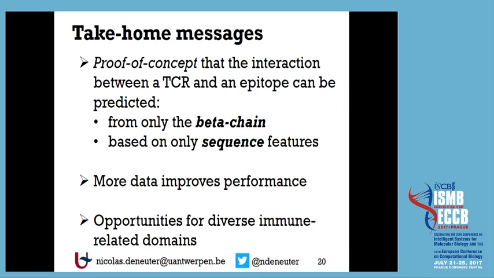Some of the take-home messages that I would like to focus on is that we provide a proof of concept for predicting interaction between T-cell receptors and an epitope, even using only the beta chain and based on primary sequence features. So we definitely show that this is a possible problem. It's feasible to solve this. We also show that with the increase in data, some performance can still be gained. And knowing that this is possible opens up a lot of opportunities in diverse immune-related domains, for example, in immuno-oncology.